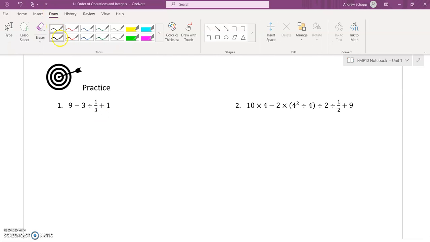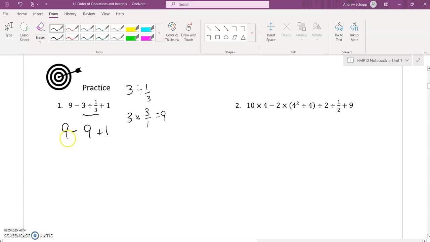So this section here of 3 divided by 1/3, I'm going to do that separately, and then I'll just input the solution. Hopefully you remember that when you are dividing by a fraction, you can multiply by the inverse. And 3 times 3 over 1 is 9. So that first piece I can simplify. I have 9 minus 9 plus 1. Now we're left with just subtraction and addition, and we know that we go left to right. So 9 minus 9 is 0, plus 1 is 1.